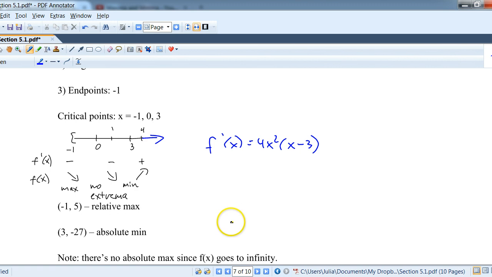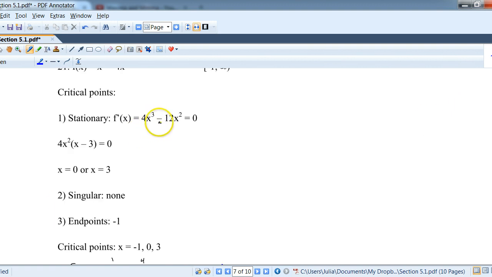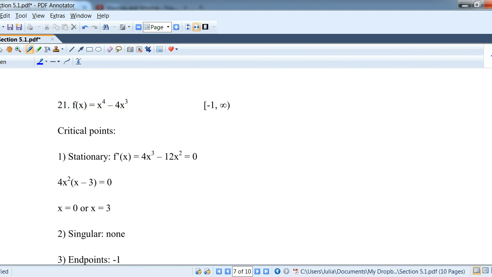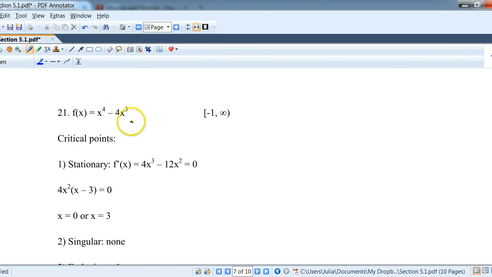Why is it a relative max? Well, because remember how the function goes to infinity. How do we know that the f of x also goes to infinity? So if you recall, the original function was, well, 4x cubed minus 12x squared, that was our derivative. Let me bring up the original function, x to the 4th minus 4x cubed. How do we check what's happening to the function at infinity?